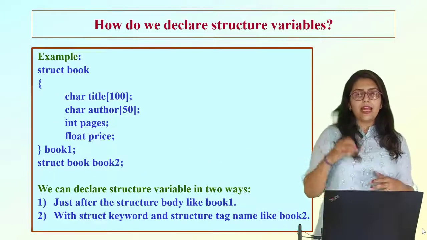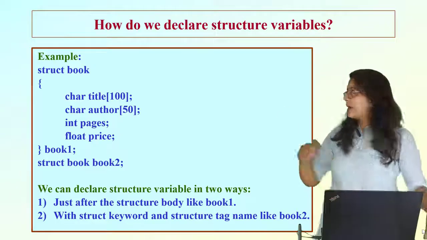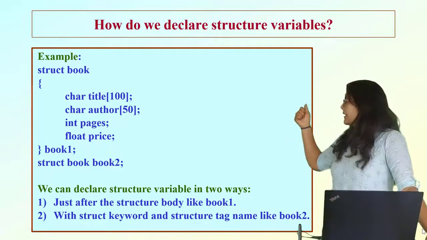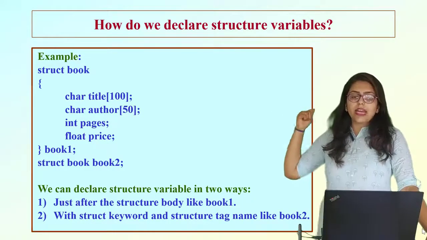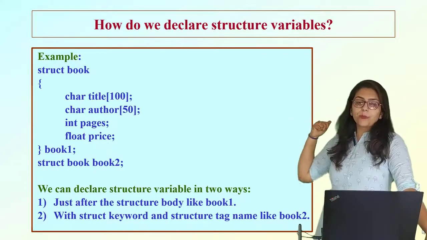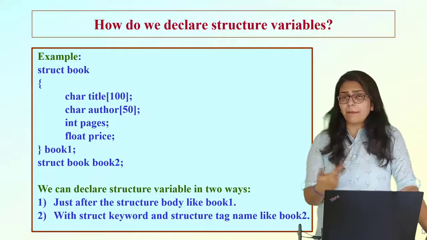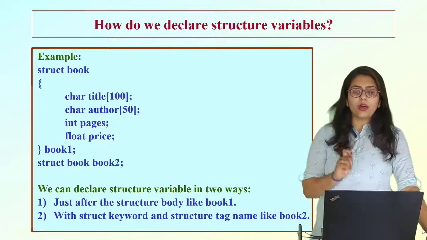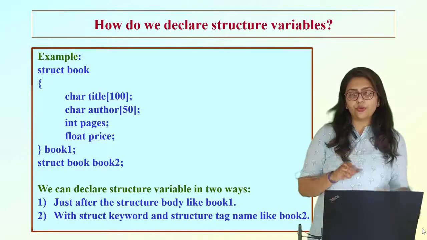I have given one example of a book structure where the struct keyword is used. Book is the structure tag name. Title, author, pages and price are the members of the structure. Now here, book 1 and book 2. What exactly are book 1 and book 2?